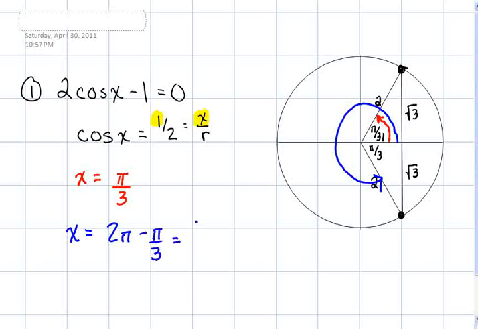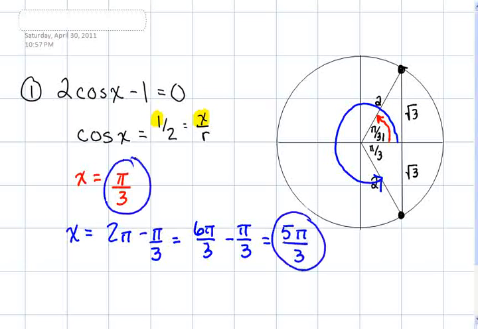Common denominator tells me I would have to have 6 pi over 3 minus pi over 3. And that would leave me with the blue angle up there being 5 pi over 3. The 2 answers that you see are the solutions of that. So check your work, make sure you've done the same things, and write down any questions you might have.